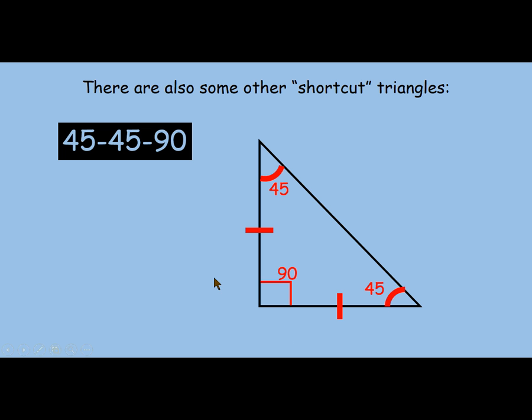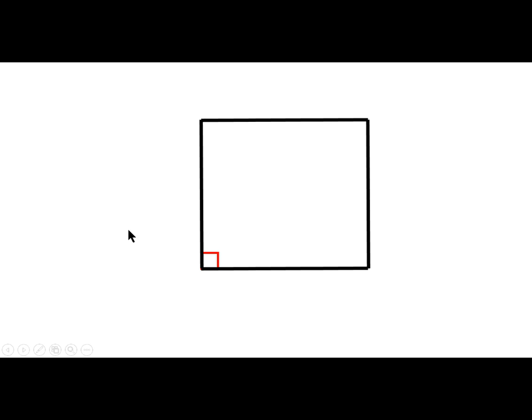So this is the 45, 45, 90 triangle. Why has this come up often? Actually, it comes up in a whole bunch of ways, but probably the easiest one to understand is this picture. This is a square. You've got a right angle and 4 sides, and all the sides are the same length.